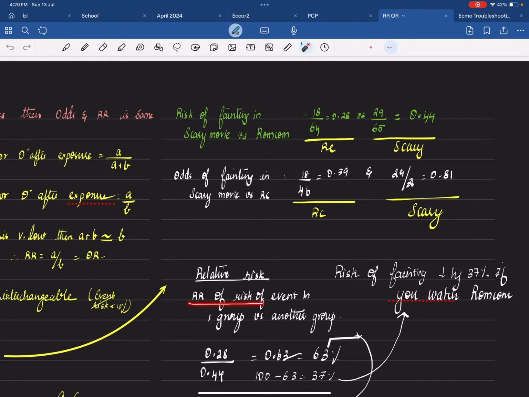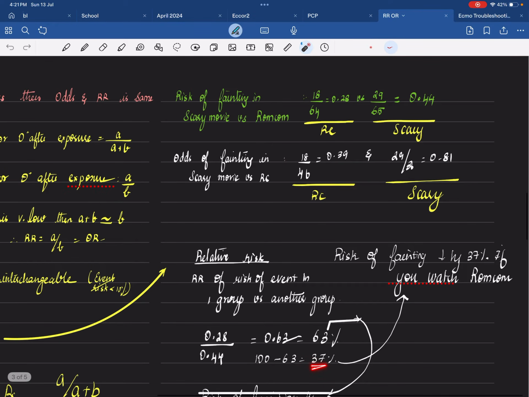So relative risk is the risk of an event in one group versus another group. Relative to one point, you are comparing the other point. So when you do 0.28 by 0.44, which is what I have done here, you will get a number 0.63, which is 63%. When you do 100% minus that, you will get a 37% number. So what does this 63% mean? Here 0.28 is your rom-com fainting risk, and 0.44 is your scary movie risk. Correct? This is scary, this is rom-com.